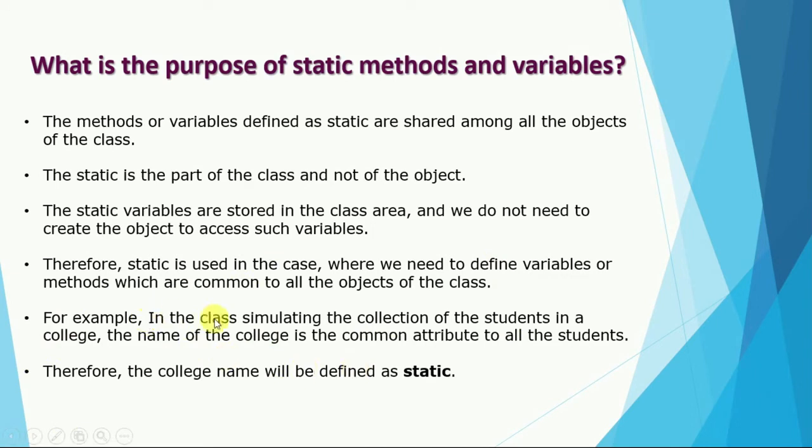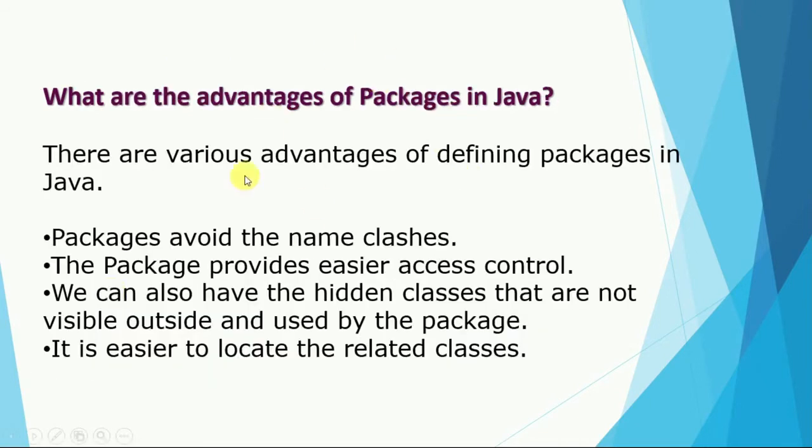Let's take an example of a class simulating the collection of students in a college. The name of the college is a common attribute to all the students. Therefore the college name will be defined as static, with one-time allocation and one-time declaration. We don't need to declare it again and again because the college name is the same for all students, so we can use static members.